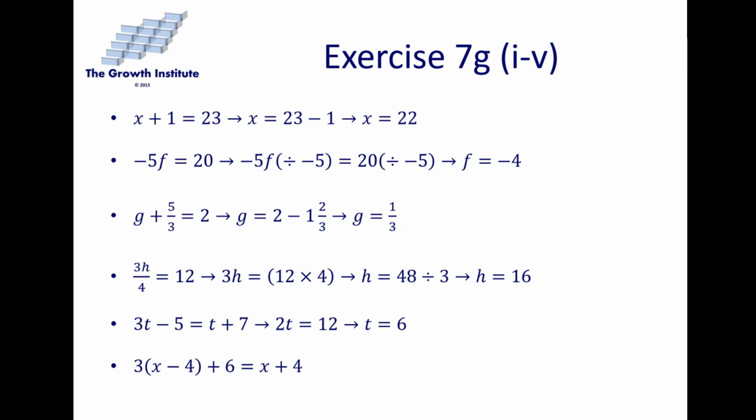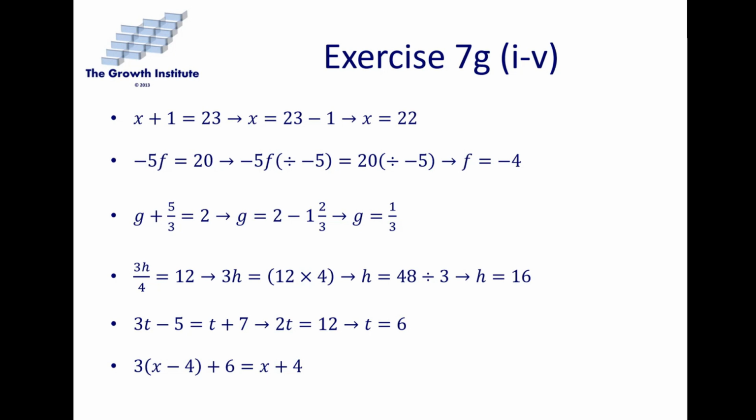But 5/3 can also be written as 1 and 2/3, because 3 goes into 5 once, with a rest of 2/3. And you can clearly see that 2 minus 1 and 2/3 is simply a third. Okay, you can see that. 2 minus 1 is 1, and then you subtract a further 2/3 and you are left with a third.